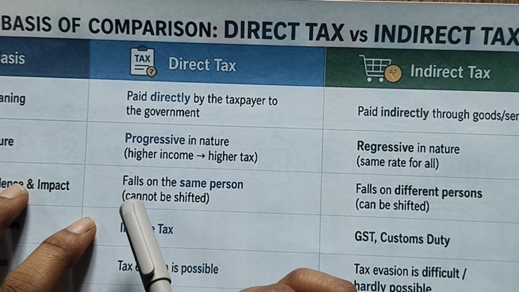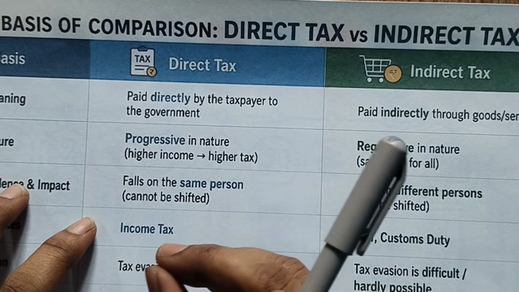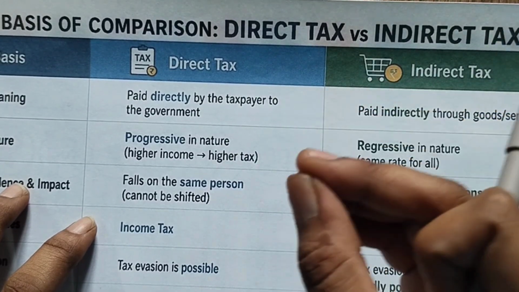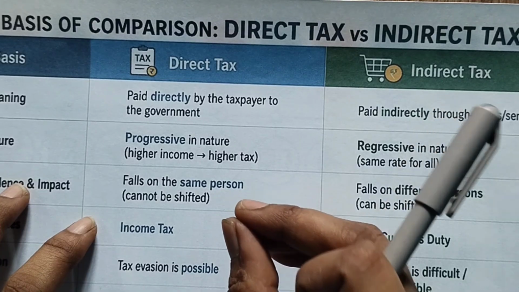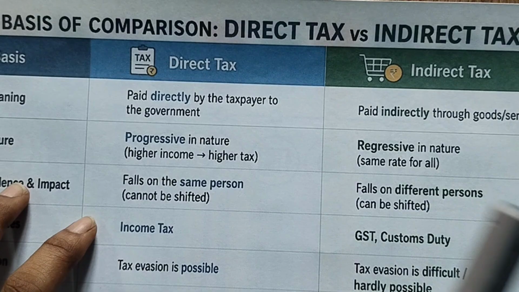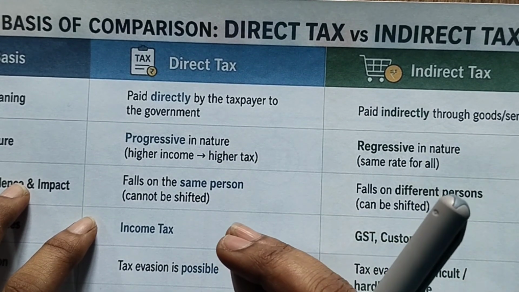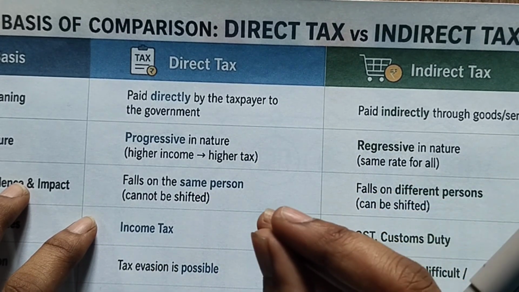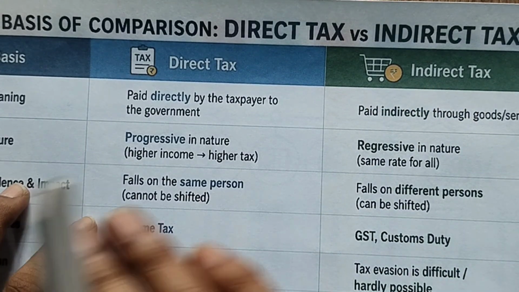The nature of the direct tax is progressive. What is progressive in nature? Progressive means when your income increases, the tax also increases. Whatever tax amount you are going to pay, that also increases. If you have higher income, you will pay higher tax. But indirect tax is regressive in nature. If I purchase or any businessman purchases, the same tax is paid. Whatever rate is imposed on the goods, the same rate applies for all.